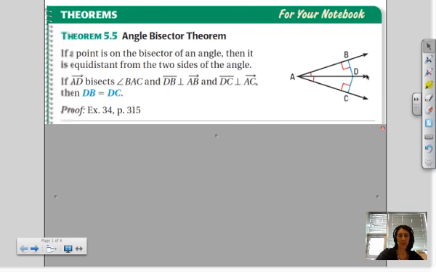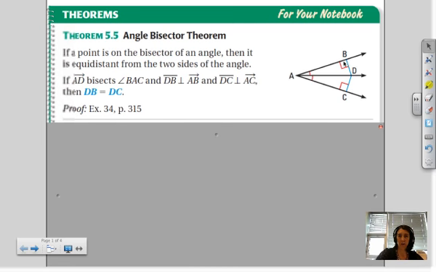So if AD is the bisector of angle BAC, and this is important, segment DB is perpendicular to ray AB and DC is perpendicular to ray AC. It's not just any old line segment going from point D to ray AB. It's the perpendicular segment. In other words, it's the way to calculate the distance from this point to this ray. It's always a perpendicular segment.